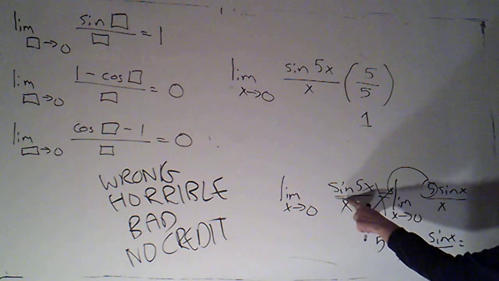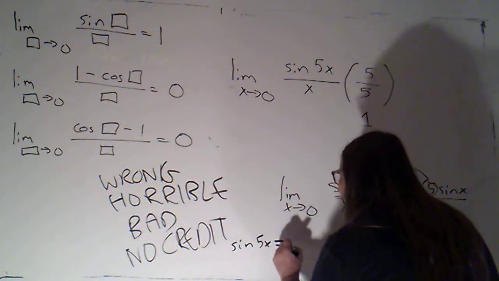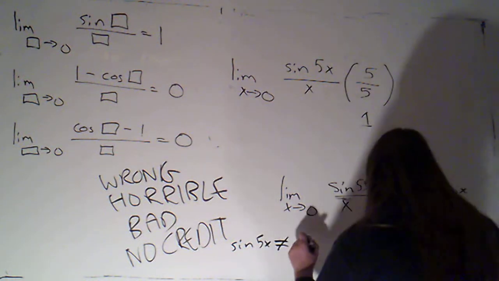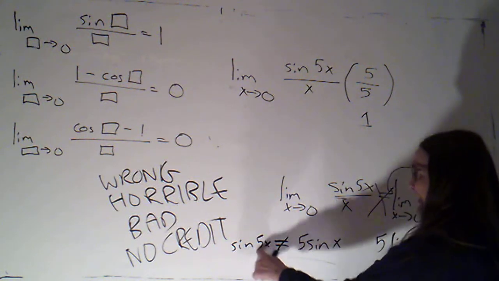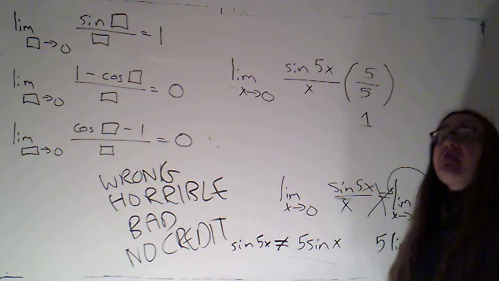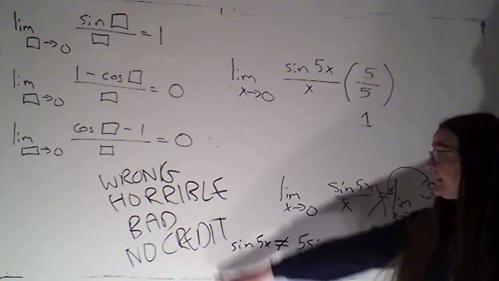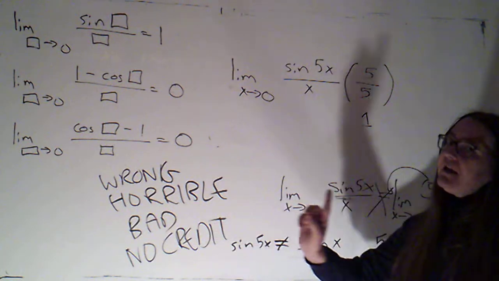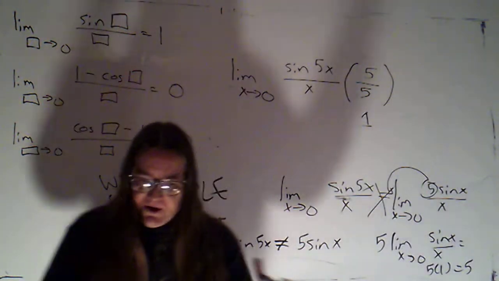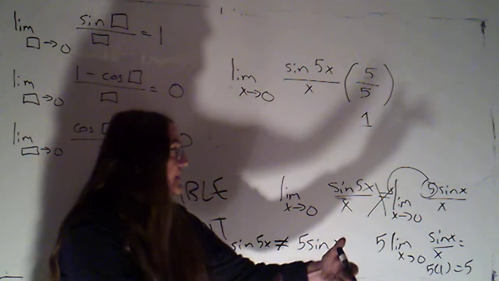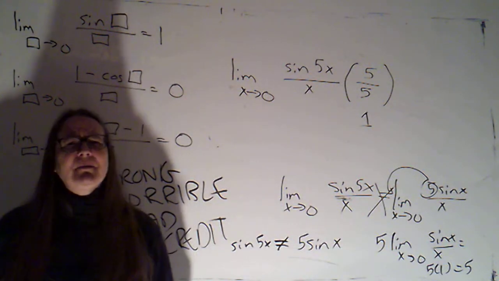The problem is that these guys are not equal. Sine of 5x is absolutely not 5 times sine of x. I can't factor a number out of a trig function. That is a mathematical atrocity. If you commit that mathematical atrocity, you will get no credit, even though you'll get the right answer. Sometimes, if people get stuck on something and they look in the back of the book and say, oh, it's supposed to be 5, and they try to work backwards from the answer, they convince themselves that they can do this. But you can't.